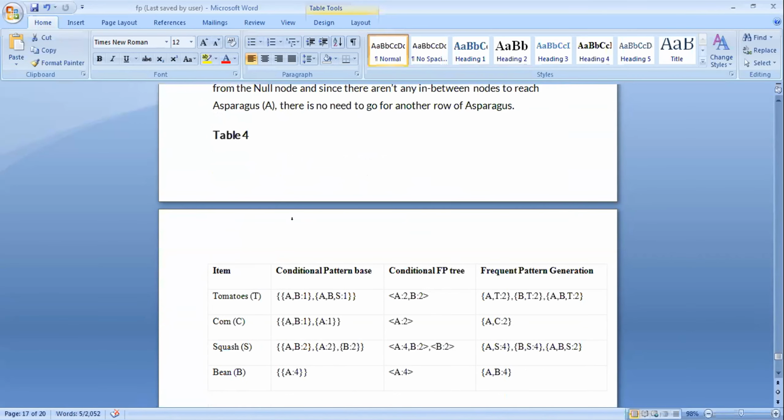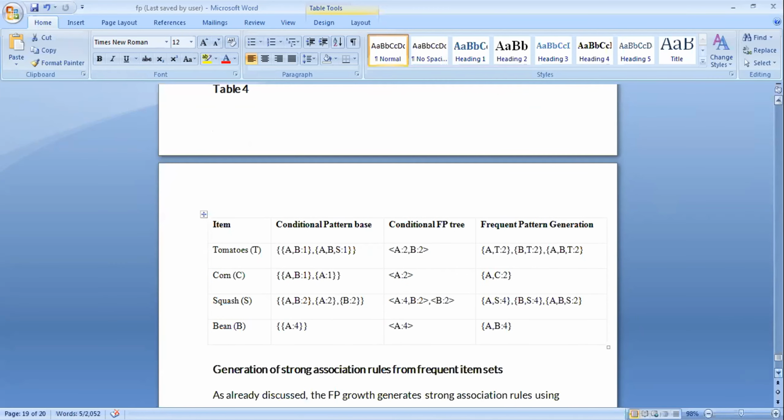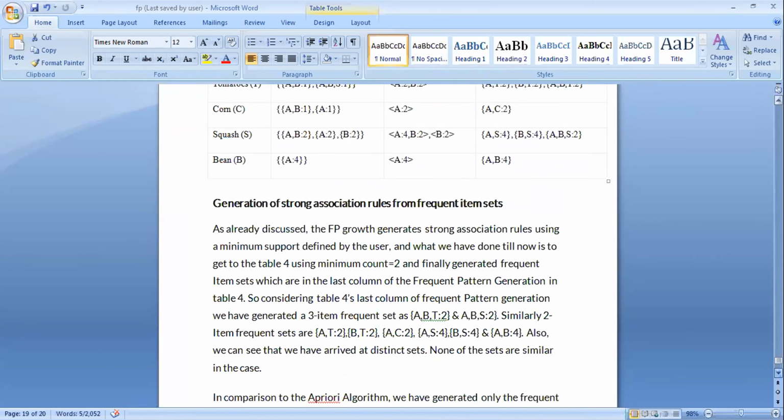Now, for tomatoes the conditional pattern base is represented as AB. So AB, how many times is it repeated? And ABS, how many times is it repeated? In the conditional FP tree, A is repeated 2 times and B is repeated 2 times. So in frequent pattern generation, AT is 2, BT is 2, and ABT is 2 times. Similarly for corn, squash, and beans, the frequent patterns are generated, and finally you can get the strong association rules for the frequent item sets.